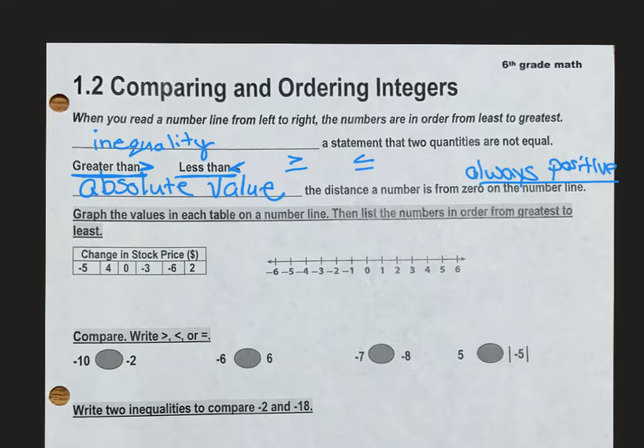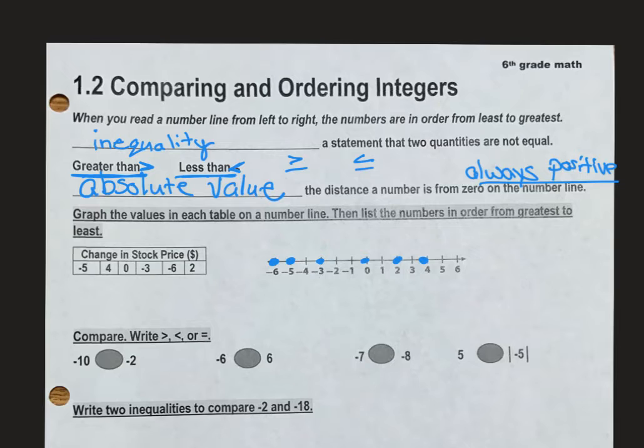Okay, so we're going to graph the values in each table on the number line. Then we're going to list the numbers in order from greatest to least. So these are changes in stock price. We have a -5, so we graph that at -5. We graph 4, 0, -3, -6, and 2.